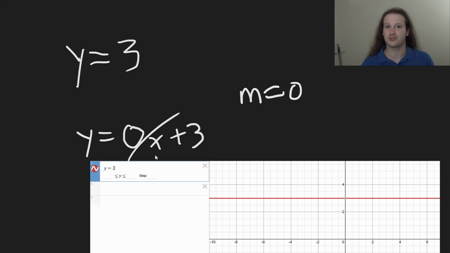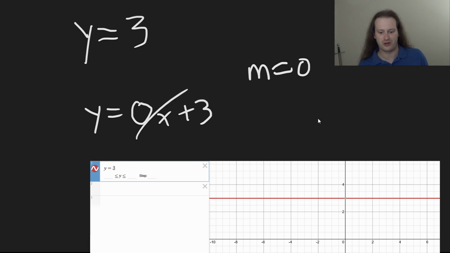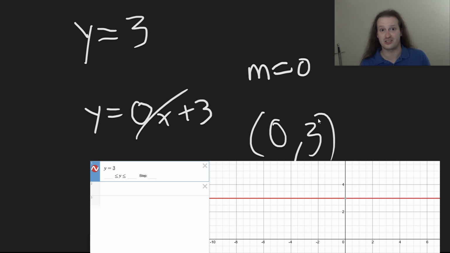X equals 2, y equals 3. X equals negative 5, y equals 3. X is 0, y is 3. And in fact, 3 being the y-intercept of slope-intercept form, that's also true because it's going through the y-axis at y equals 3. The coordinate point 0, 3 is definitely on this line.